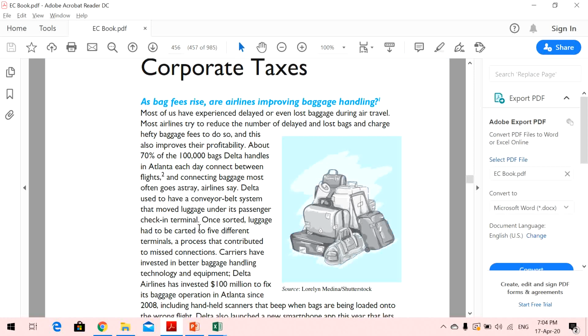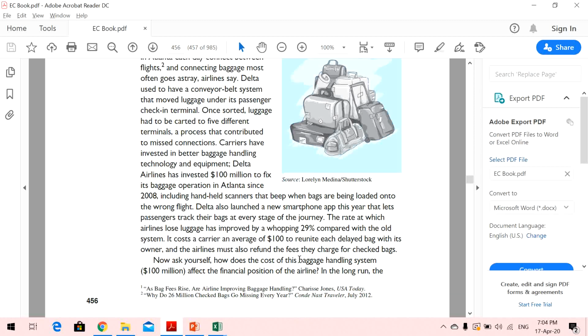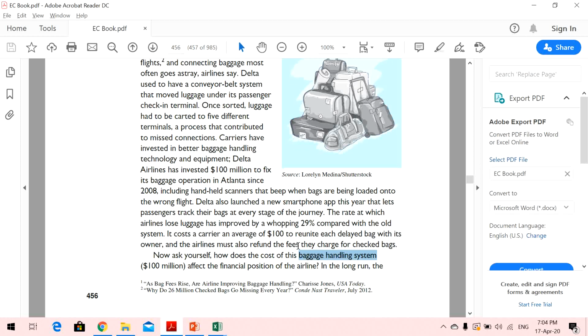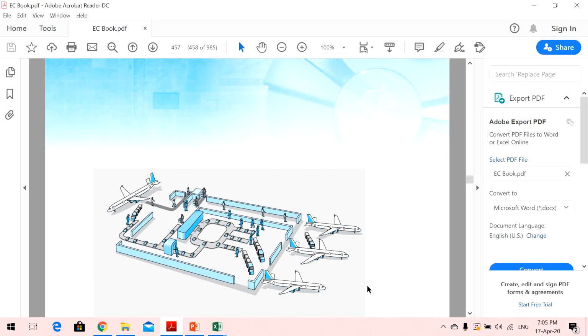especially for an airline industry, right? There is a conveyor belt, the baggage handling system installed by Delta Airlines, or you can say a Saudi airline, right? Now, if you read this example here, they say that in order to take care of the baggage and to reduce the cost, Delta Air has installed a baggage handling system at $100 million cost, right? And of course, this $100 million investment affects the financial position of the airline, right?